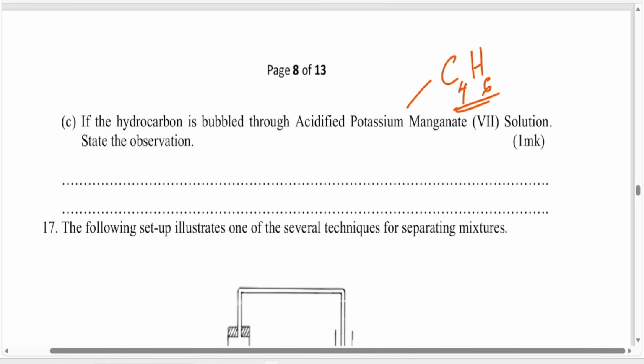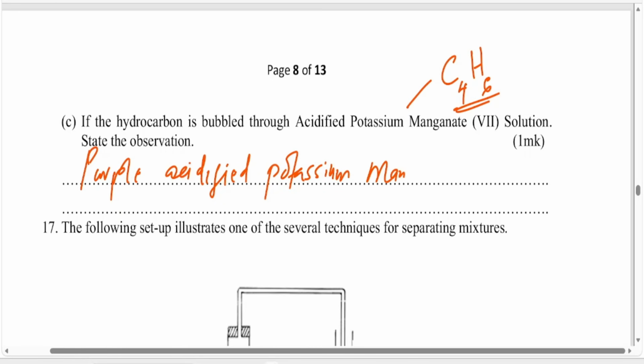So the observation that is going to be made at this point, we are going to say purple acidified potassium manganate 7 solution will be decolorized. That gives you 1 mark.